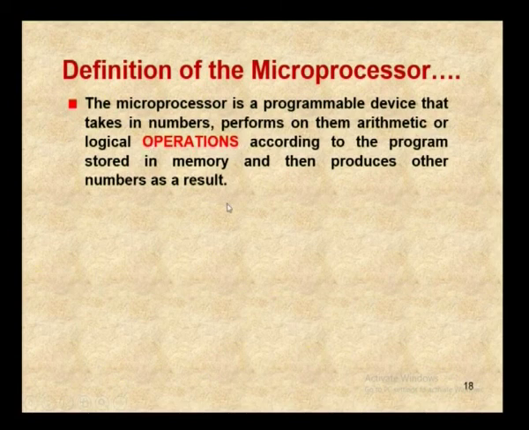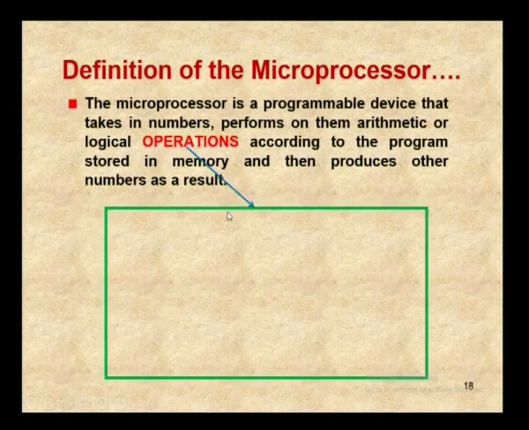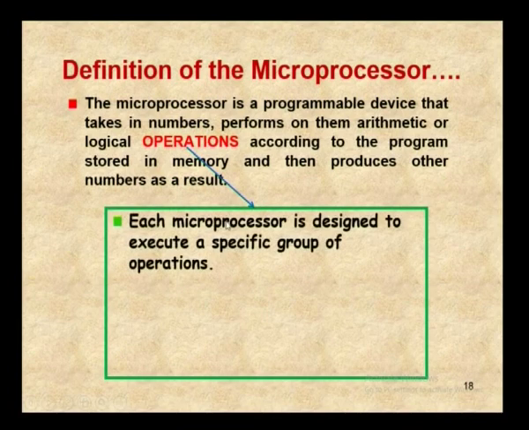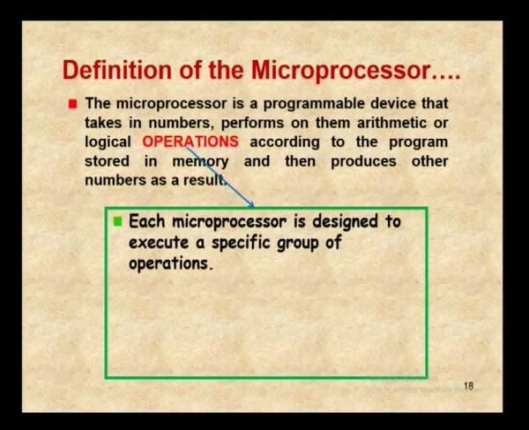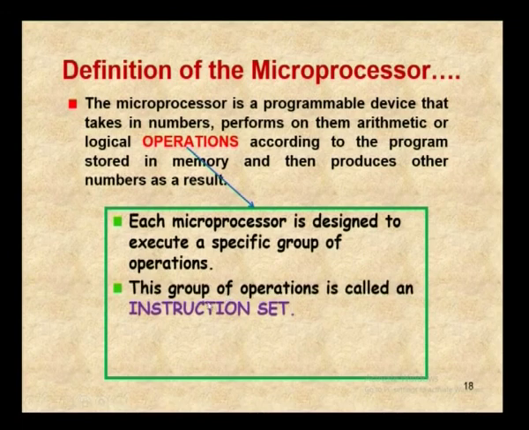So, what is meant by operations? Operation means each microprocessor is designed to execute a specific group of operations. I already mentioned that operation means it does arithmetic and logic operations, and they are designed to perform these. The group of operations is called the instruction set, and your commands for the microprocessor to perform the operations are called the program.